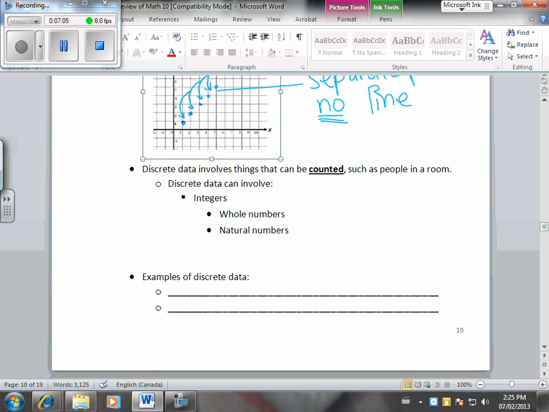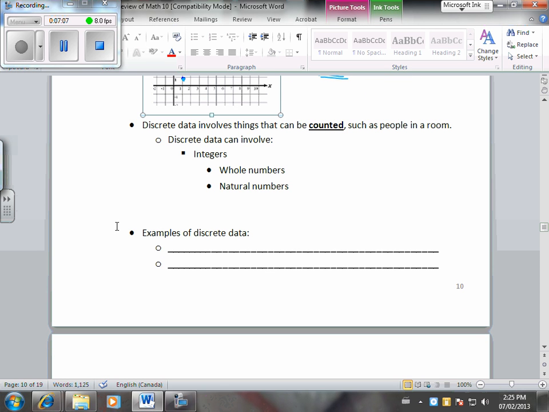So what are things that we consider discrete data? These are things that can be counted, something like people in a room. You can count how many people there are. You can't measure how many people there are, because if you try to measure by weight and then divide it by a certain amount, that is not an accurate way to find out how many people there are. These are discrete nouns, things that you can count.